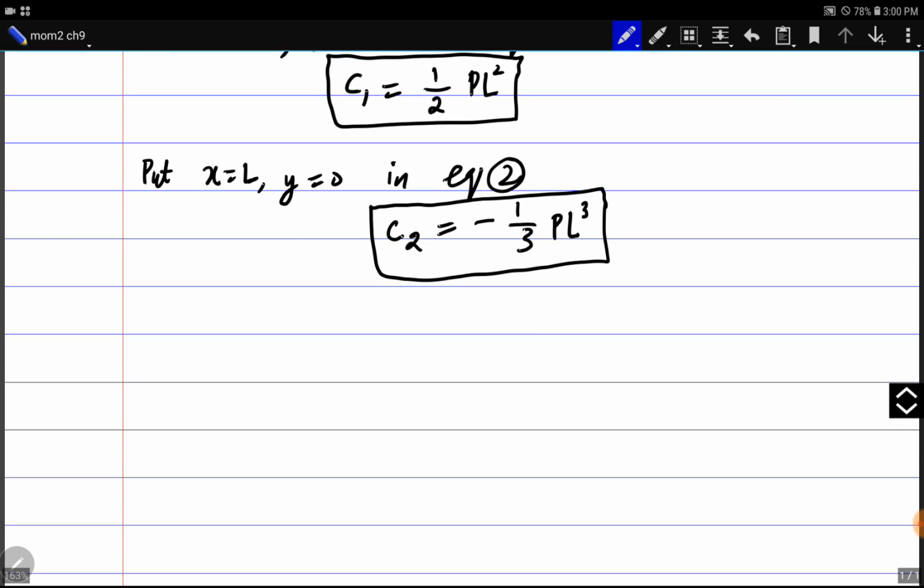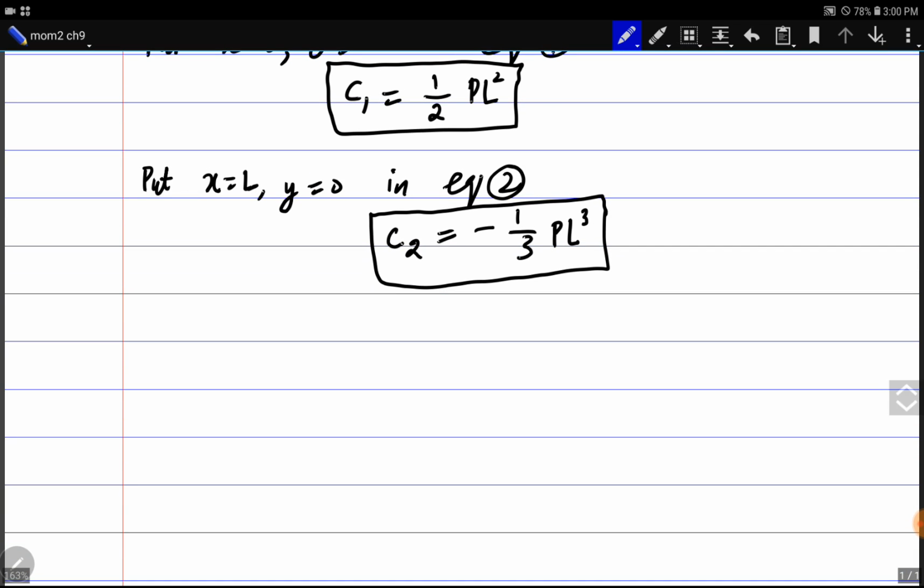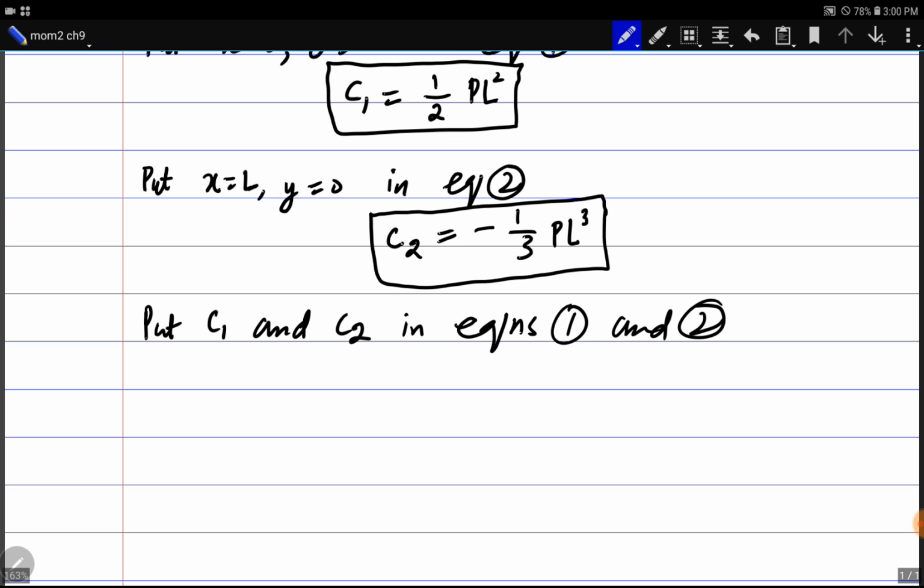Okay. Now we will put C1 and C2 in equations 1 and 2. Put C1 and C2 in equations 1 and 2. We will get equation 1 will become as EI theta equal to minus 1 over 2 Px square plus 1 over 2 PL square.